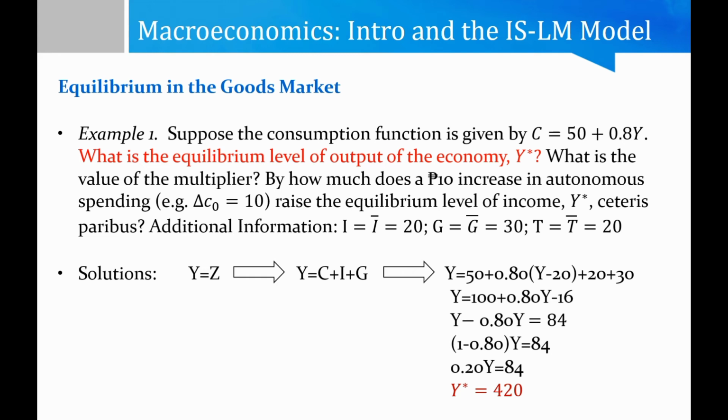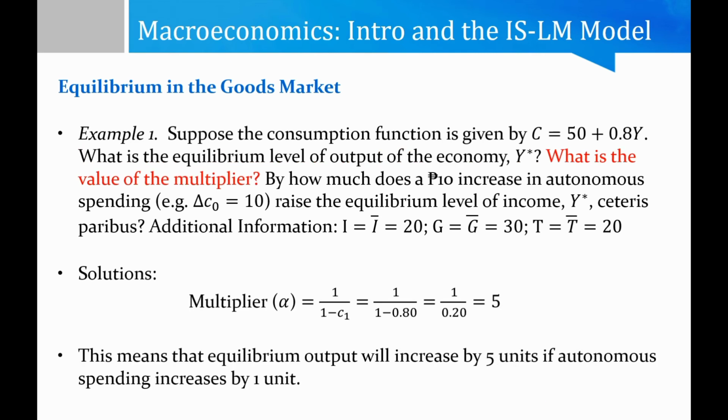equals 84. And factor out the left-hand side of the equation on the third line. So it becomes 1 minus 0.8 times Y. So, equilibrium Y is equal to 420. I hope you follow the discussion.